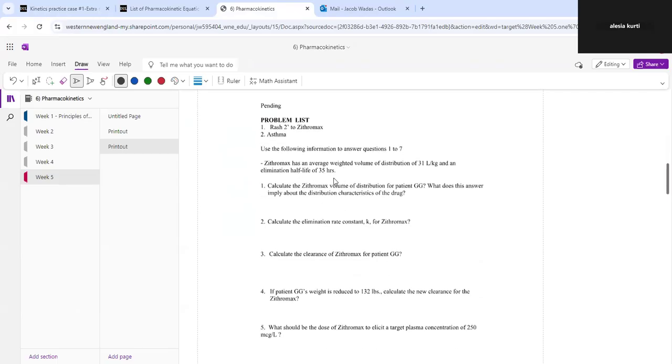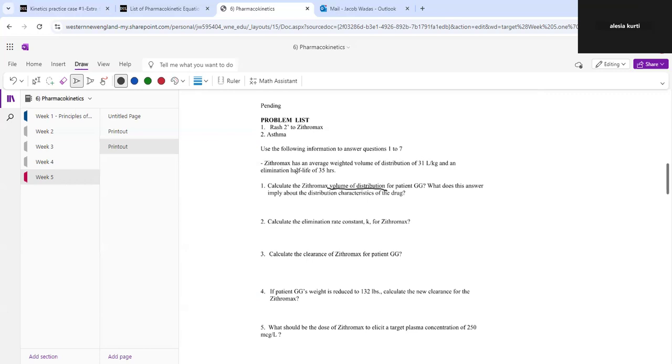All right, so number one, calculate the Zithromax volume of distribution for patient GG. What does this answer imply about the distribution characteristics of drugs? You have to go to the equation sheet and find what we can do to solve for volume of distribution. Actually, we don't need the equation sheet.